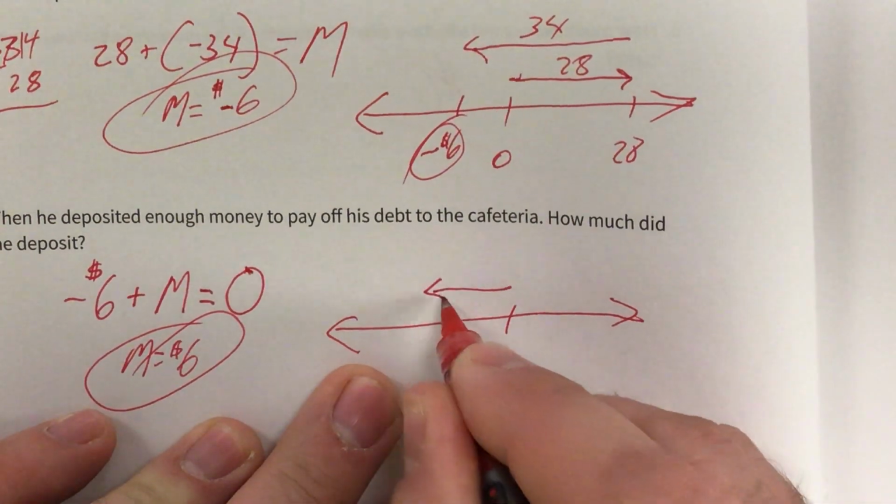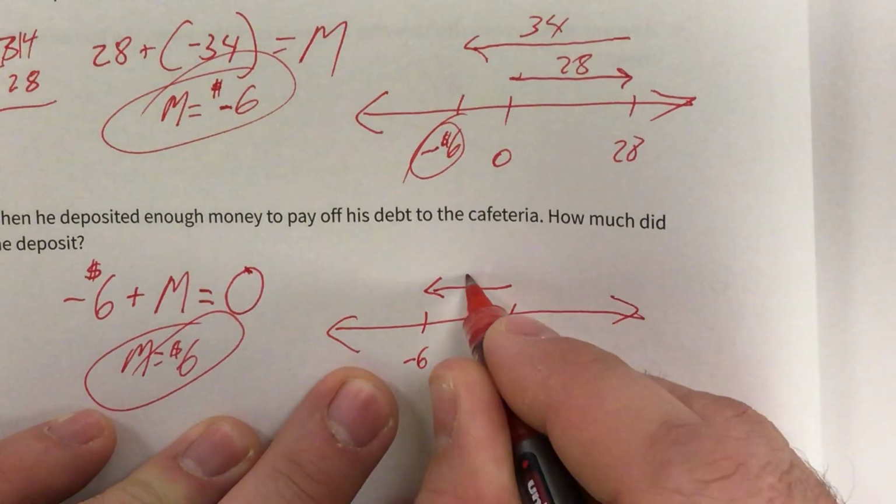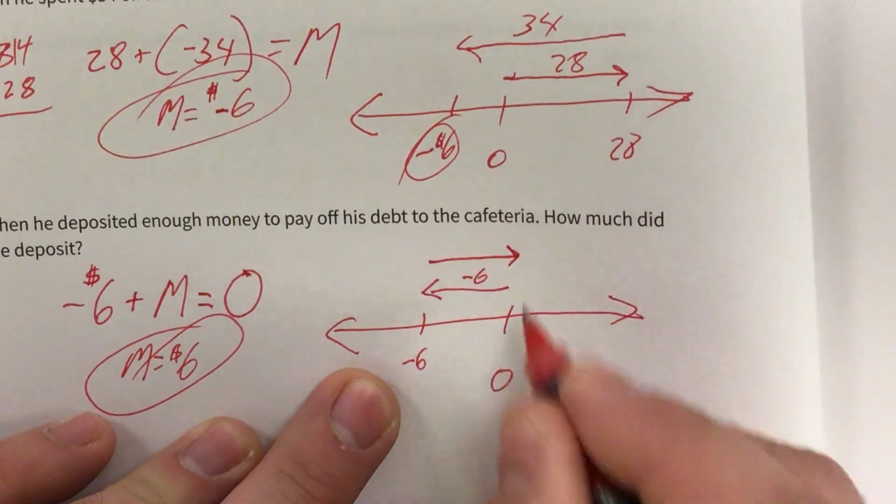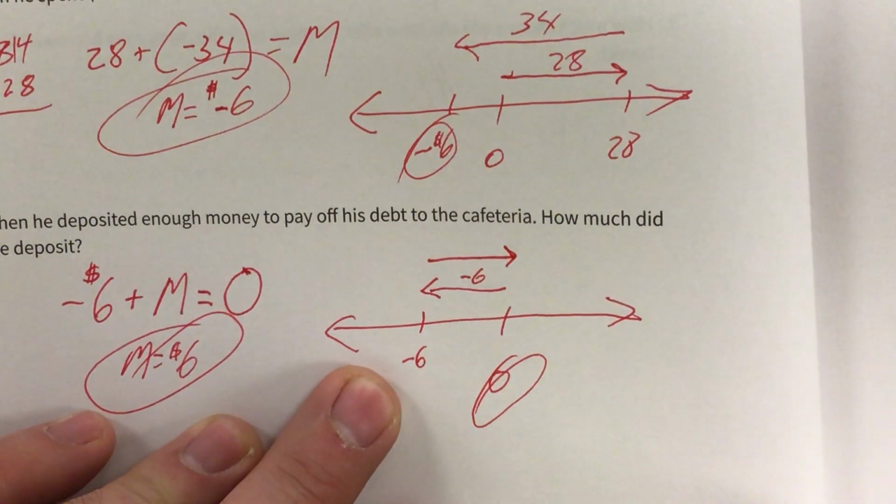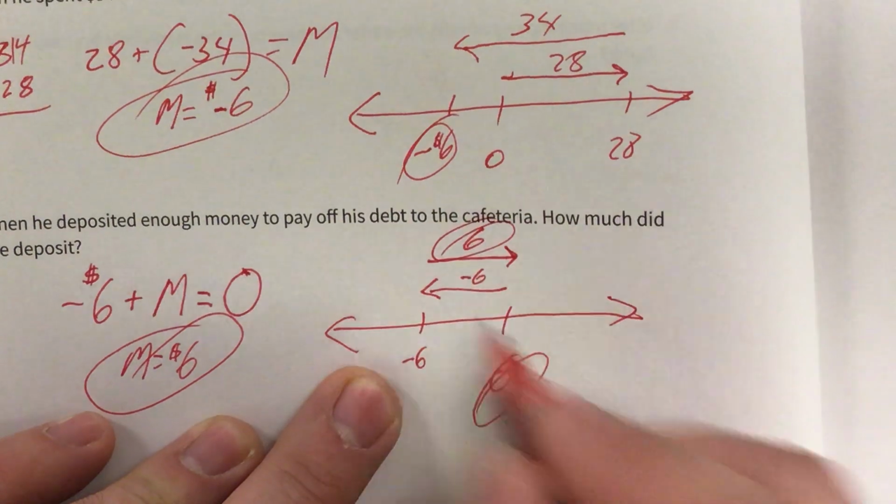So I'm at -6. And I gotta figure out what I have to add to get back to 0. That's of course 6.